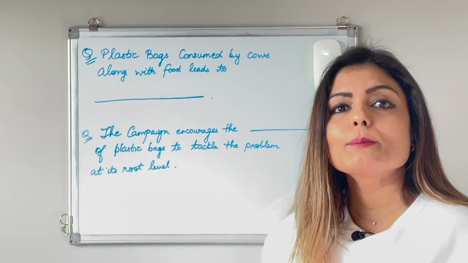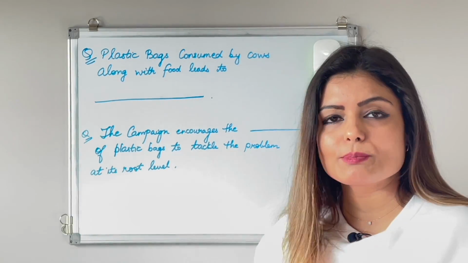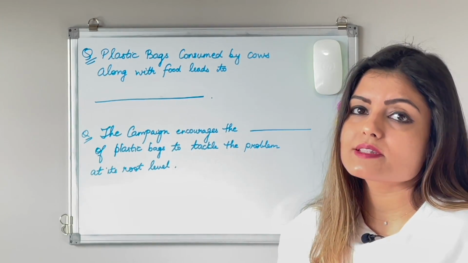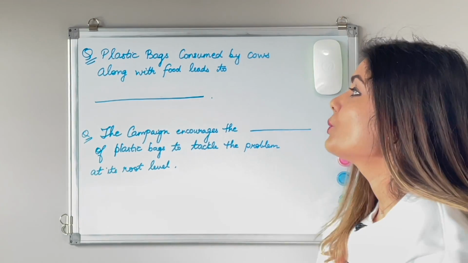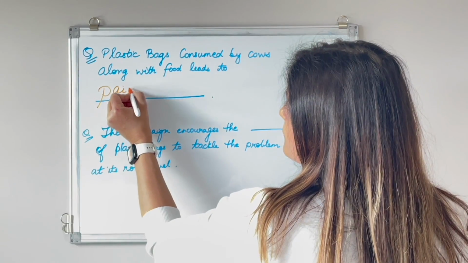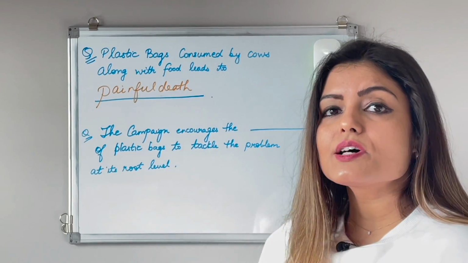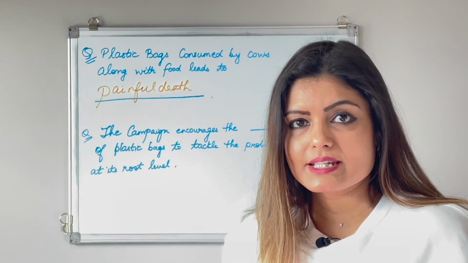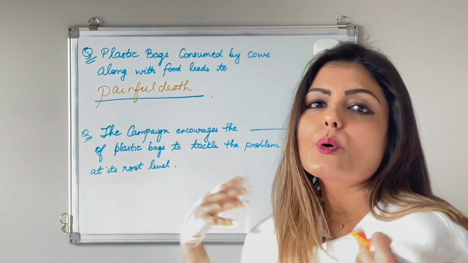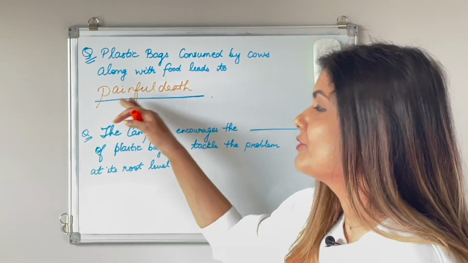Now they were talking about that people throw plastic bags and everything out in the open, and animals consume those plastic bags. And then in the very next line, they say that cows swallow those plastic bags, which leads to painful death, which means painful death is the correct answer. So now if they've asked us to use the exact same words from the text, we have to use the exact same words. We cannot just put our own synonyms or anything else. We have to use the exact words from the text, which is painful death.